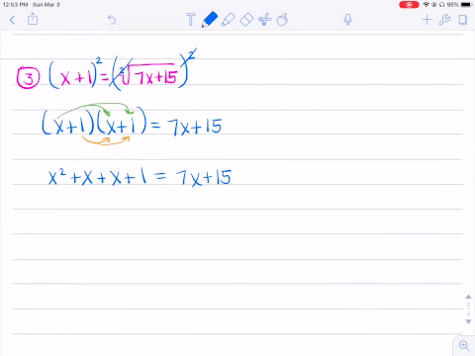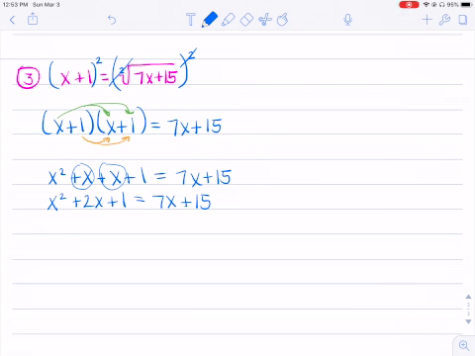And let's clean this up a little bit. Let's combine our like terms. So x squared plus 2x plus 1 is equal to 7x plus 15. Now I'm noticing that I have an x squared here, which means that I'm going to need to use my quadratic form or an x puzzle to solve this.